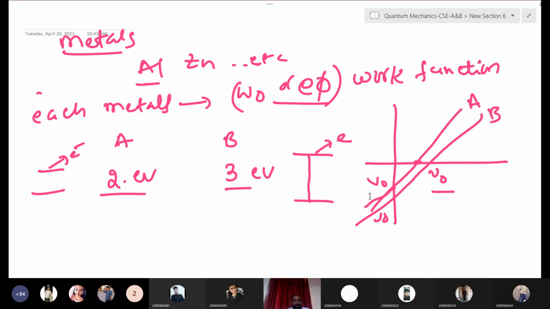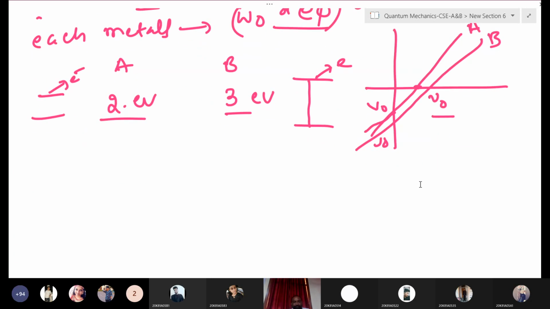Only one thing here: if you take different types of metal, the work function is different, so you need different energy to eject the electron depending on the work function of the metal. Okay, this is the thing. Now see here, the photoelectric effect.